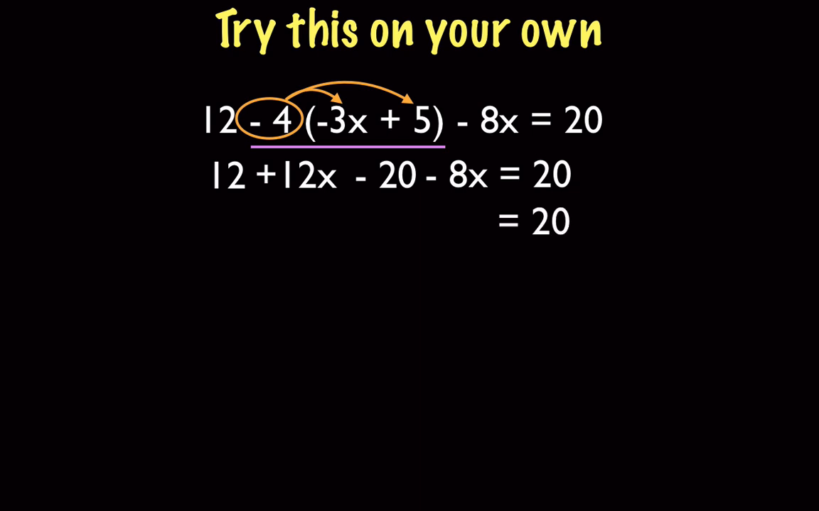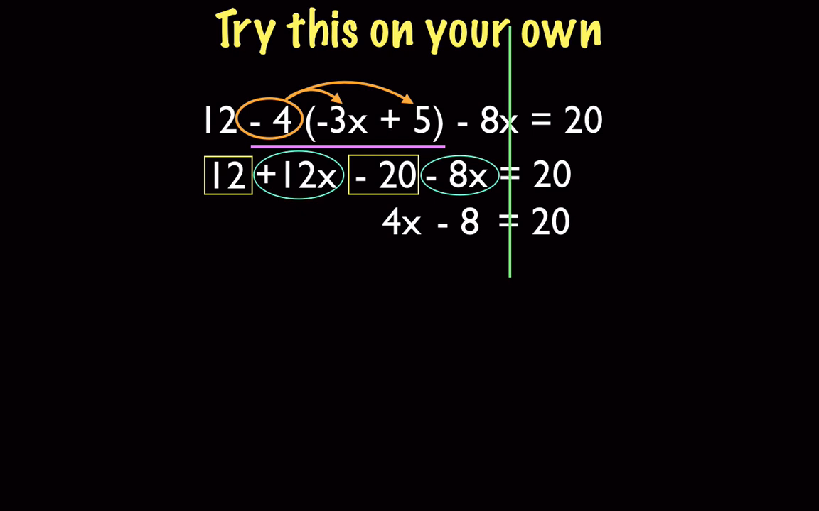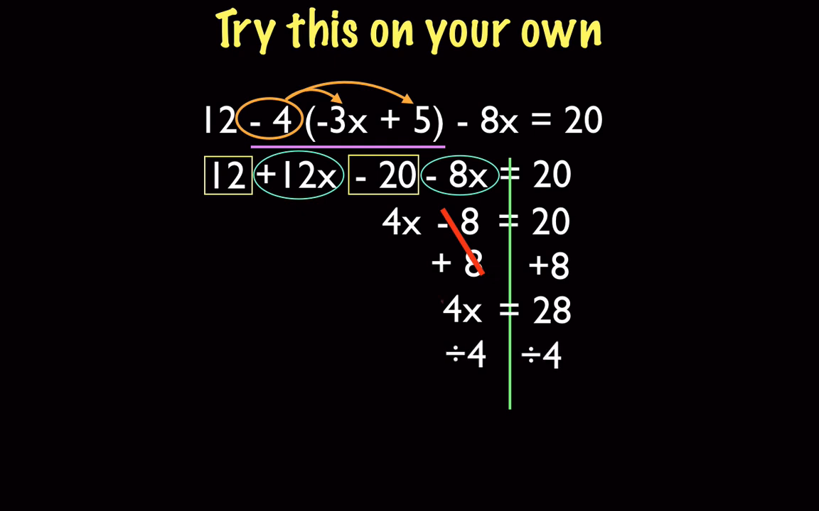Be very careful. Now we're going to combine like terms. 12 minus 8 is 4. And negative 20 plus 12 is negative 8. Add 8 to both sides. Divide by 4. And you get x equals 7.